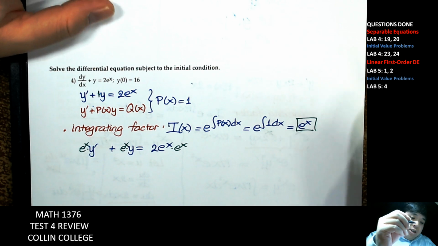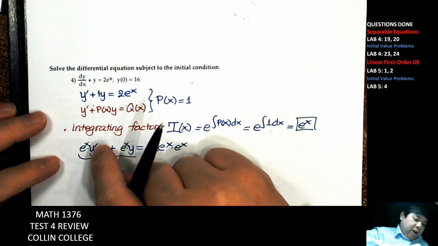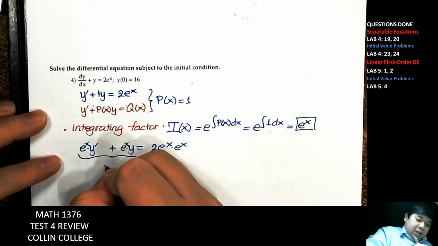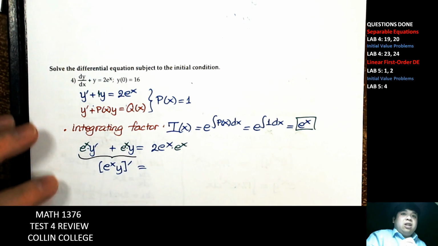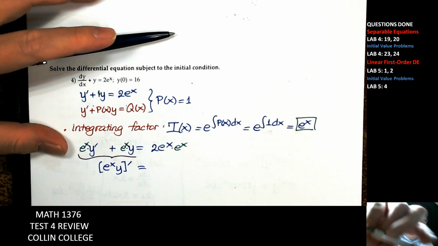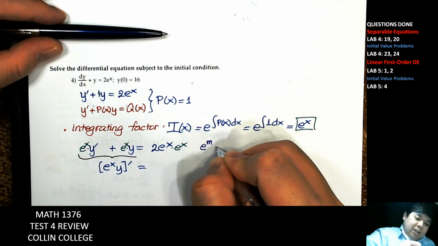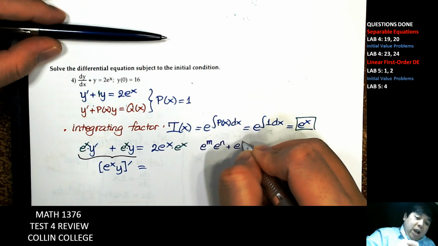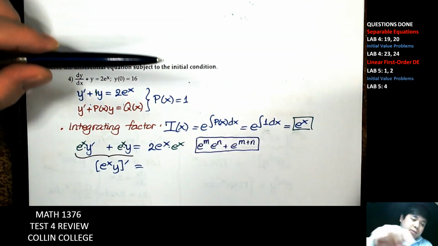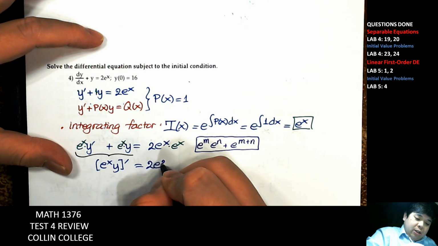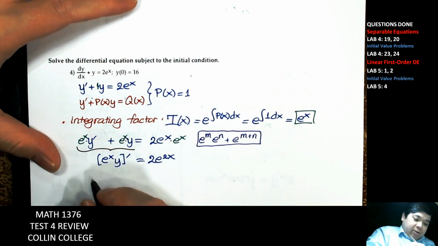That gives us, regardless of what happened on the left hand side, e to the x times y, with the derivative on the outside. On the right, e to the x times e to the x, we add the exponents, so that is e to the 2x. Then we integrate to get rid of the derivative.